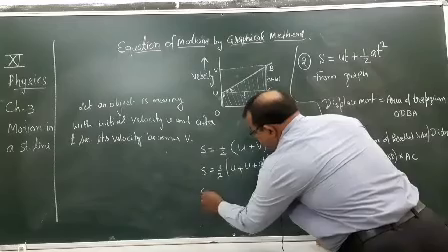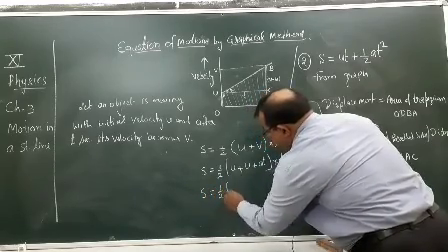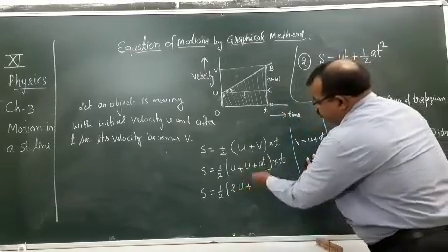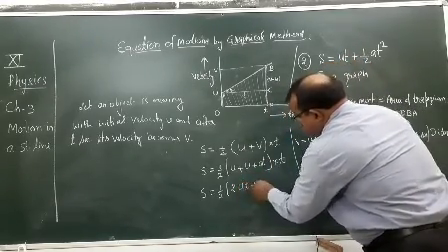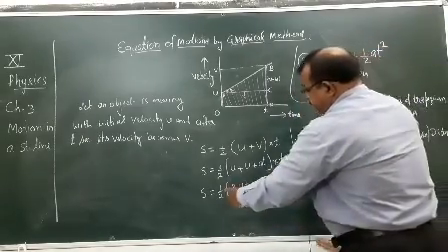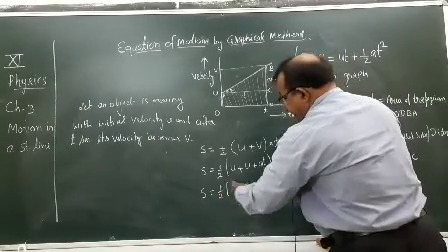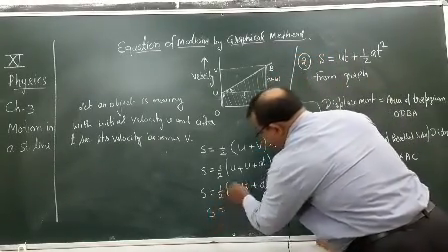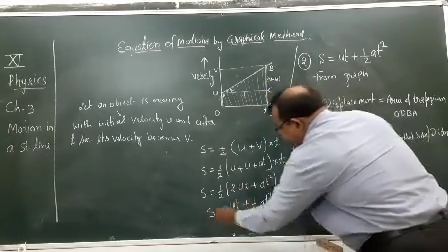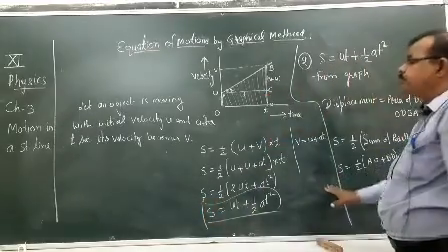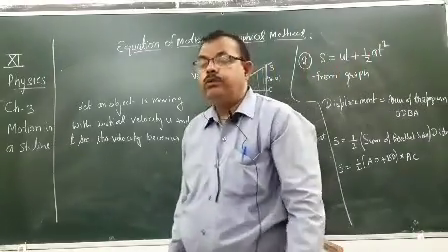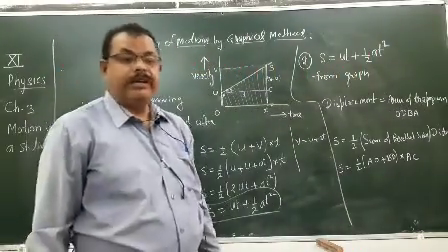Now S equals to 1 by 2 U plus U, 2U, and multiply this also, so this will be 2UT and this will be AT square, clear. Now multiplying this 1 by 2, so S equals to 2 and 2 cancel, UT plus half AT square. This is the equation number 2, equation of motion. Equation number 2, S equals to UT plus half of AT square, clear.